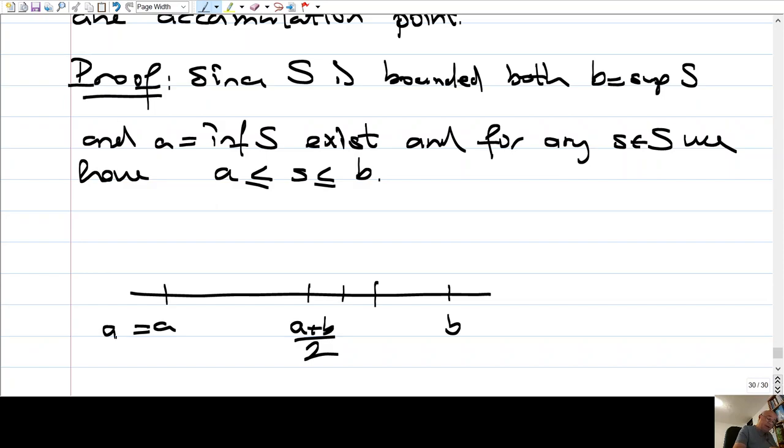I will start with a0 and b0, okay? And then I looked at this interval, so I will call this one a1 and this one b1. And then I said, okay, my interval this time is this, so this will be a2 and b2. And then I repeat again. I will find another interval, let's say a3, b3. What is the property of those intervals? Those intervals always contain infinitely many elements from S.